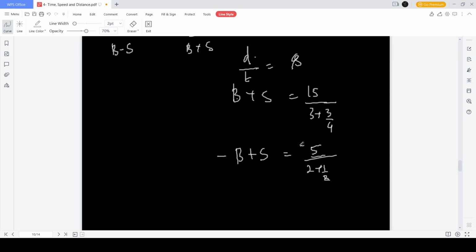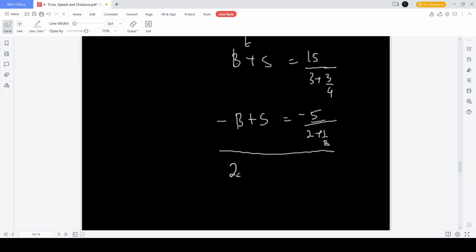We negate this whole equation and then we add it. So b will cancel. We need s. We are finding s only. Okay, so 2s is equal to 15 by, we'll take common denominator here. You get 12 plus 3, 15. So 15 by 15 into 4 minus 5 by 5 into 2.